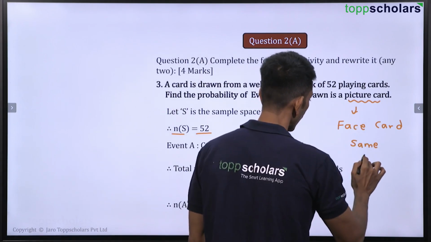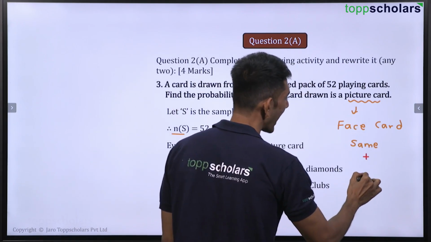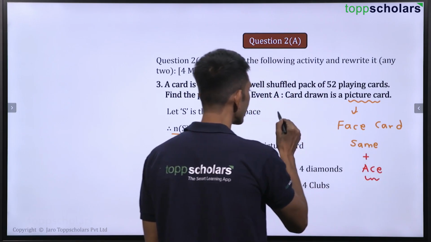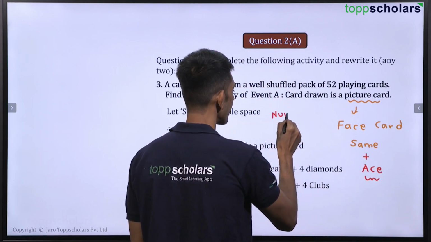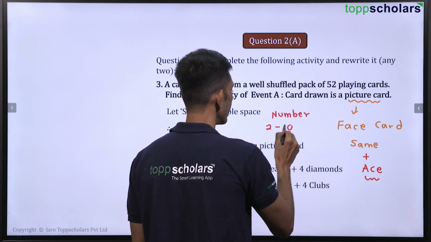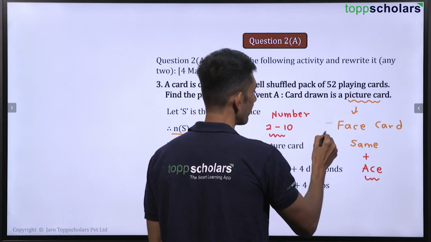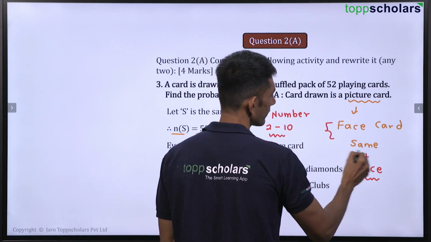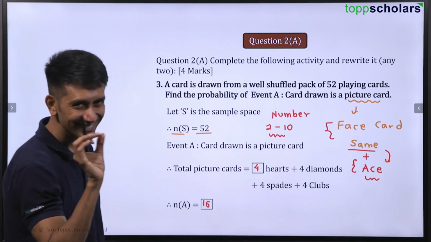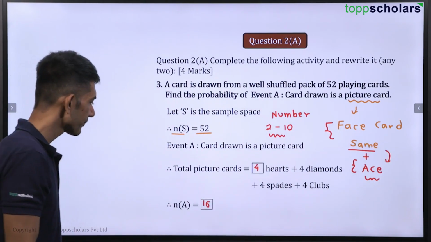So face cards are already there, and don't forget to add ace in this, because all the other cards are number cards. Number cards from 2 to 10, they are number cards, and face cards and ace cards. So face cards are same as picture cards, including ace cards, because they have some picture on that.